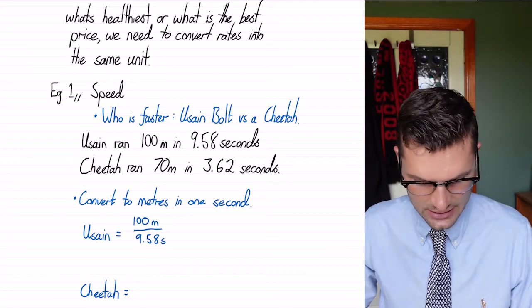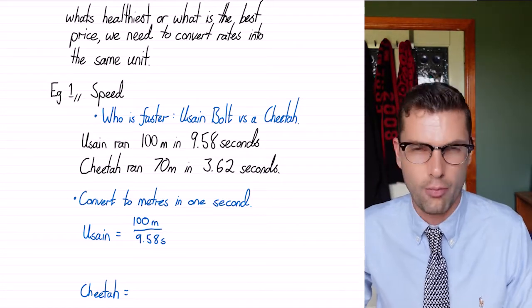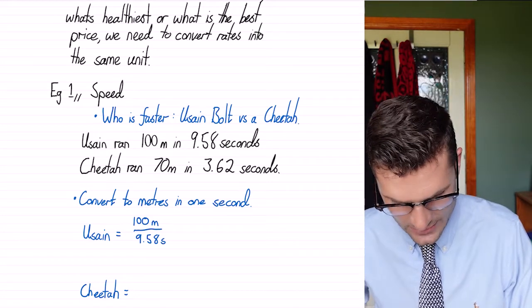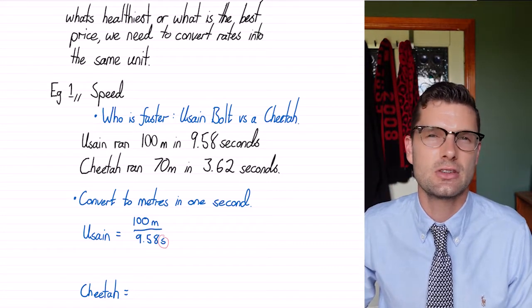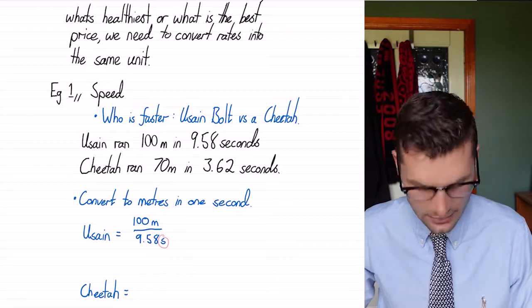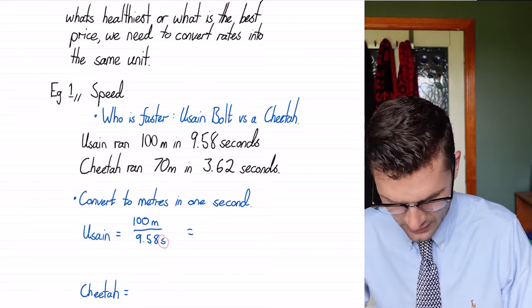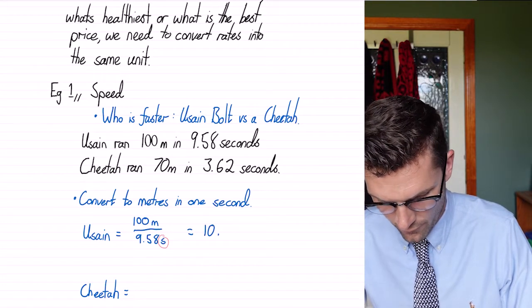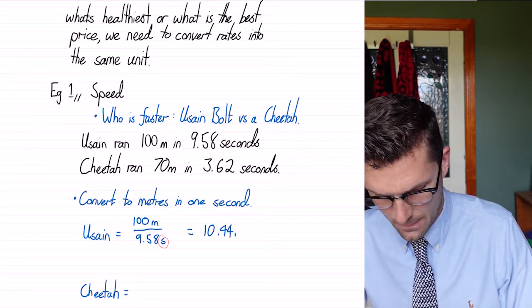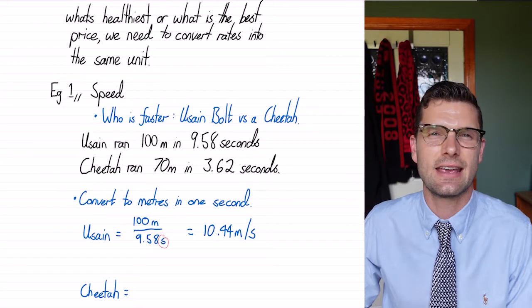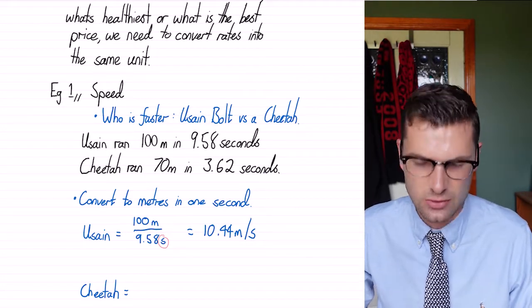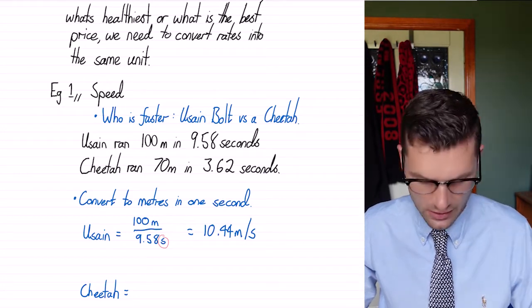You can actually see here that the per second, per means divide, and the seconds is on the bottom. So that's how we know that these two things are related. So the answer to this one, 100 divided by 9.8, is 10.44 meters per second. So that second again, that divided by second, comes from where it is on our formula.